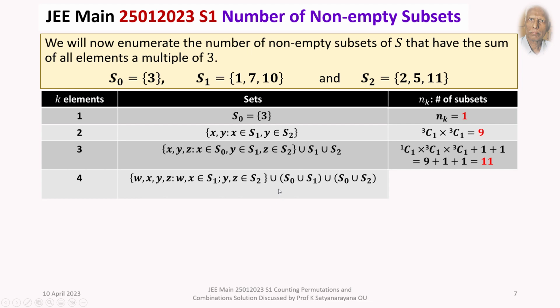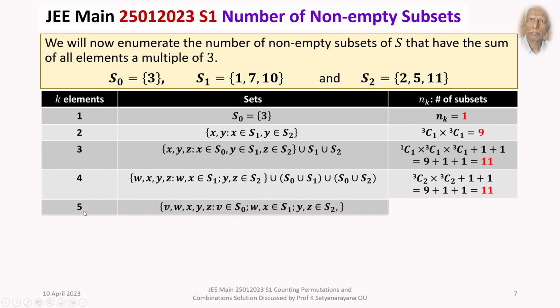Not only that, S0 having one element, S1 is having 3 elements. When you take a union, S0 union S1 consists of 4 elements, but when you add their elements, it's a multiple of 3. So also S0 union S2. So from here, you will get 3C2 cross 3C2. This is 1. S0 union S1 is 1, having 4 elements, whose elements when added is a multiple of 3. Like that, S0 union S2, 1 plus 1, you will get 11.